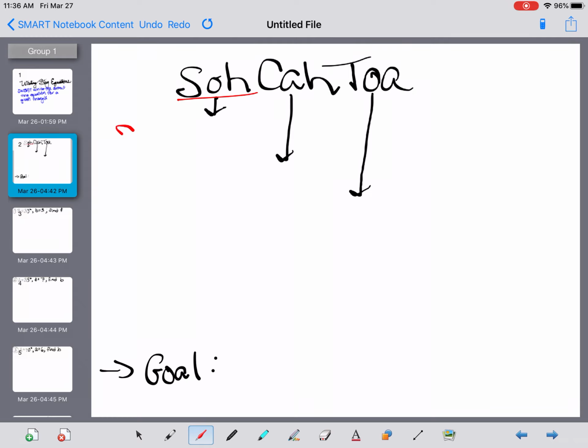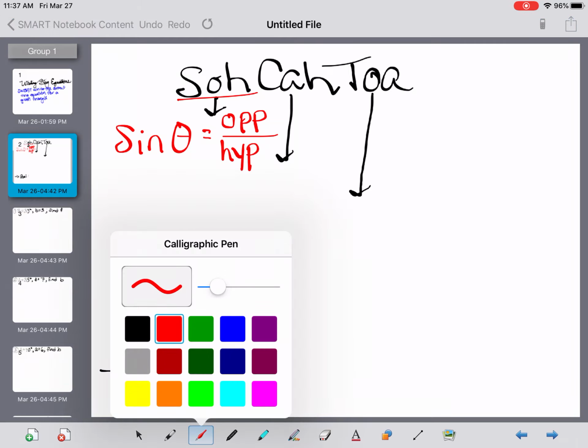The S is for sine, and all of these are of an angle theta. And then it equals the opposite over the hypotenuse. And we're talking about sides of a triangle right there. But we'll get into that later.